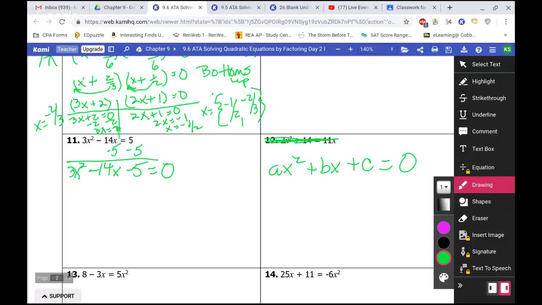Does that make sense? Do you all remember doing that? Look back at the other worksheet that we did just a few minutes ago if you need to. Well, remember when we were moving everything to the left and combining like terms and all of that stuff to make sure you have a 0 on the right? Remember that?